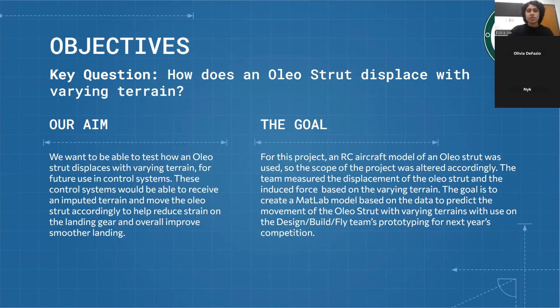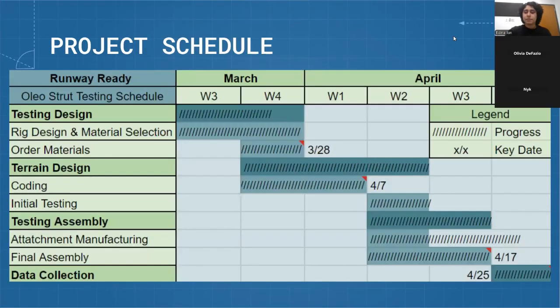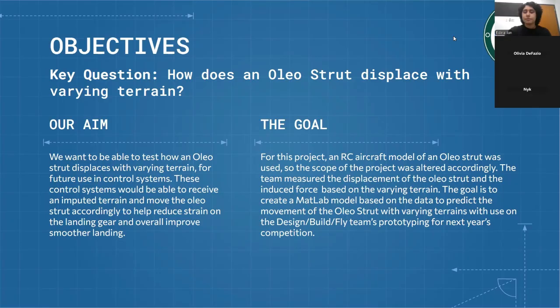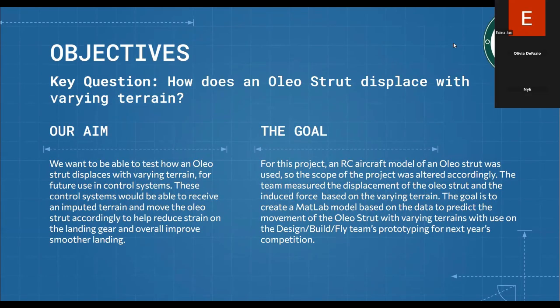So a brief project introduction by Liv. Our initial goal was to be able to use this data for a control system for a full-scale Oleo strut. But we've shifted our goal because an RC aircraft Oleo strut was a lot easier to get and also to budget for. But the RC scale comes with a spring system instead of the standard Oleo strut air and oil pressure.